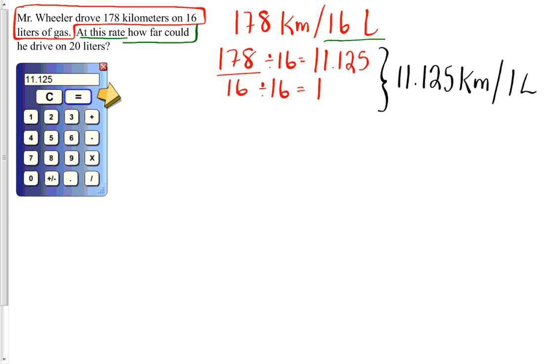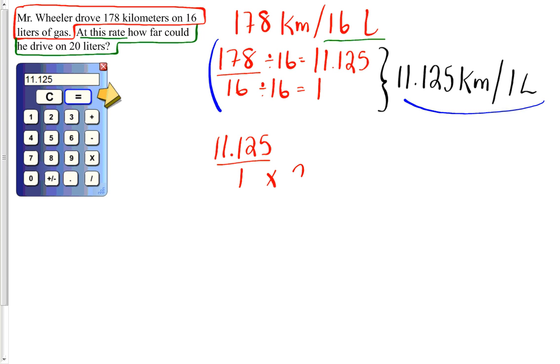So how far could he go on 20 liters? Well, now I know what my unit rate is per 1 liter. It's really quite simple. All I have to do, go back to my fractiony device here, and I'm going to go 11.125 over top of 1, and I want to do the reverse of this first question, the reverse. And the reverse of division is, of course, multiplication. So I want to find out what 20 liters would give me. So I turn that bottom one, or that second term, into a 20 by multiplying it by 20. I do the same thing to the top.